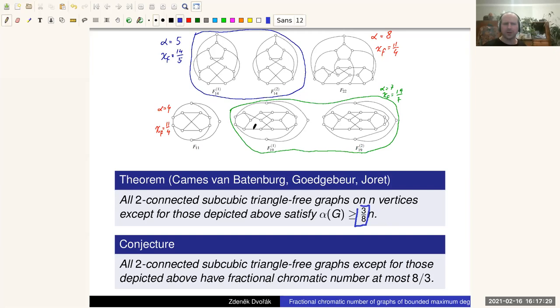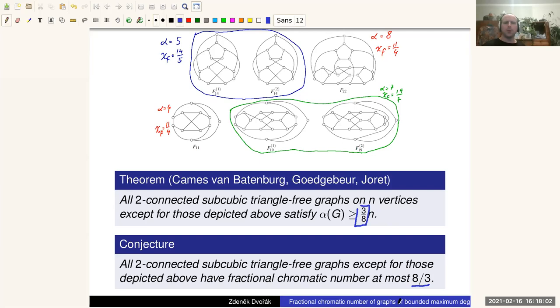And therefore, given this, it is very natural to conjecture that these are also the only sporadic examples for the fractional chromatic number. That if you, let's say, forbid these graphs as subgraphs, then a triangle-free subcubic graph should have a fractional chromatic number at most 8 over 3.